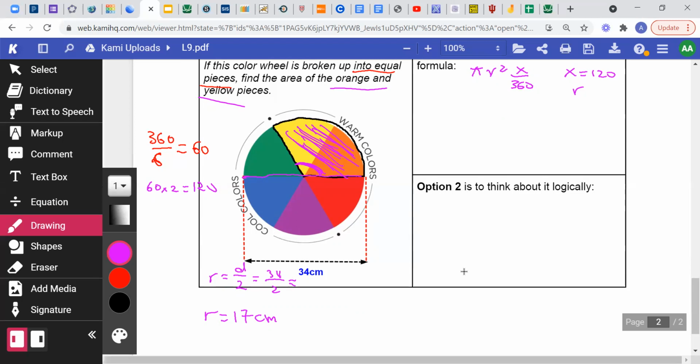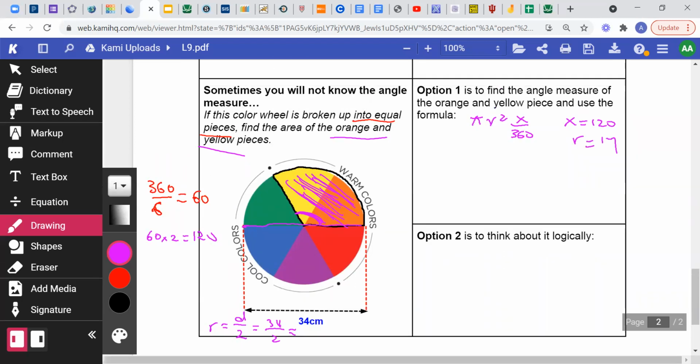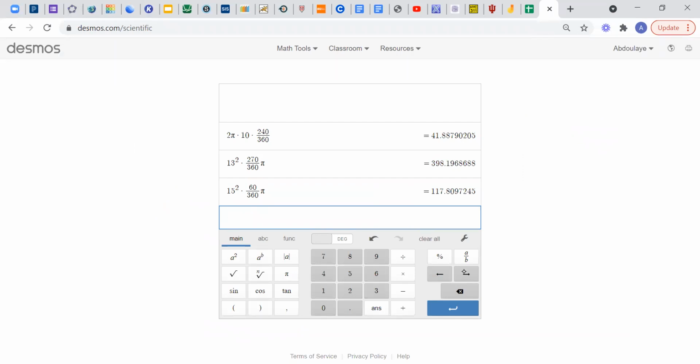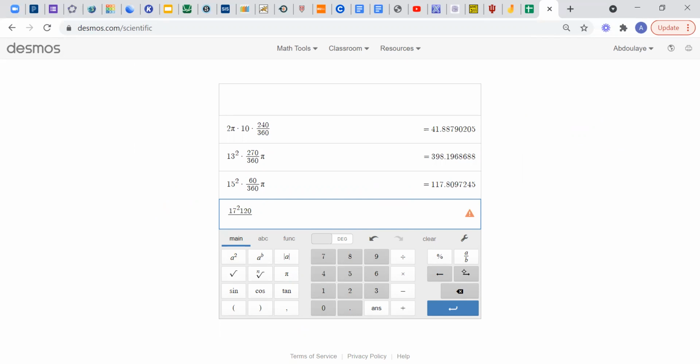So here r is 17 centimeters. Since the unit is in centimeters, finding the area is going to be in centimeters squared, okay? So here pi is the known guy. R here, 17, is squared, and then x here is 120 over 360, centimeter squared. Let's go back to our formula: 17 squared times 120 over 360.